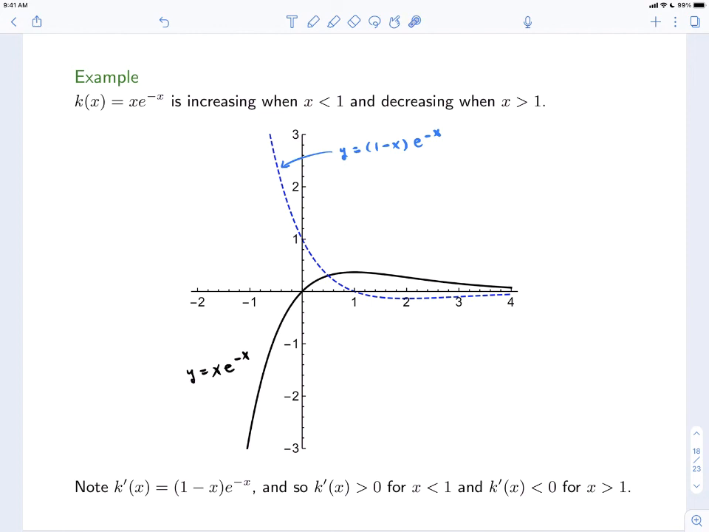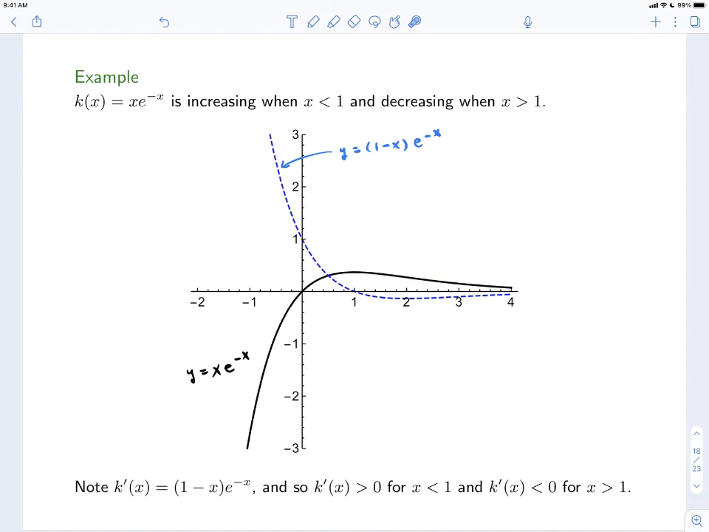So the function is increasing until you get to x equals 1. And that's because the derivative is positive until you get to x equals 1. So remember, the dashed blue graph is the derivative, and the derivative is positive until you get to 1. So that means our original function, which is the solid graph, is increasing until you get to 1. But then the derivative becomes negative. So after that point, your function is decreasing. So the function is increasing while the derivative is positive, and then as soon as the derivative becomes negative, after 1, the function is decreasing.